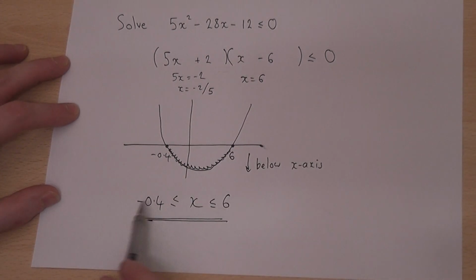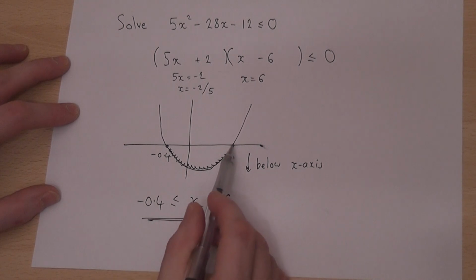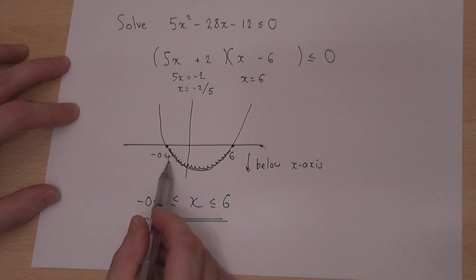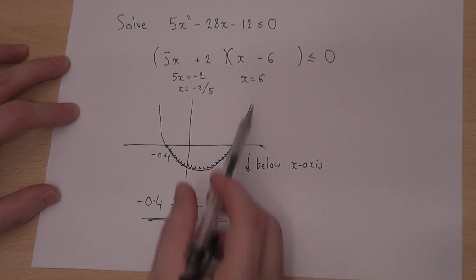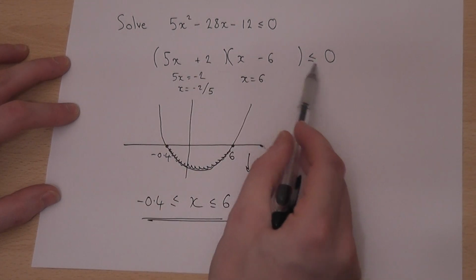When x is between minus 0.4 and 6, the graph is below the x-axis. In other words, the graph is negative. In other words, we have solved the inequality for when it is negative.